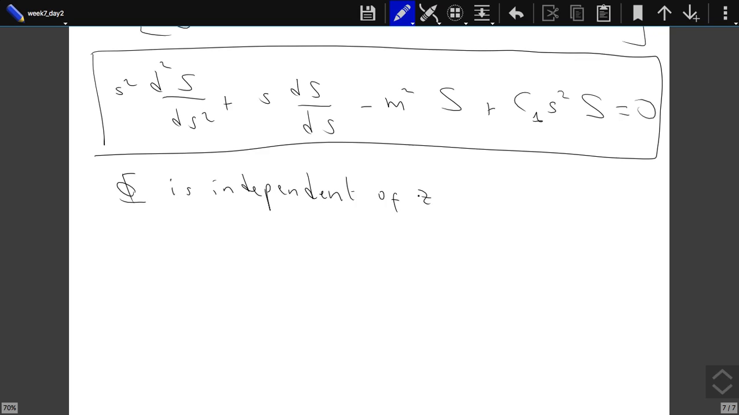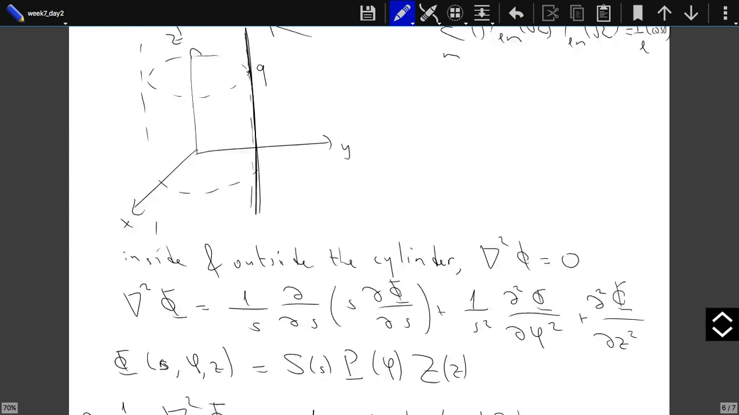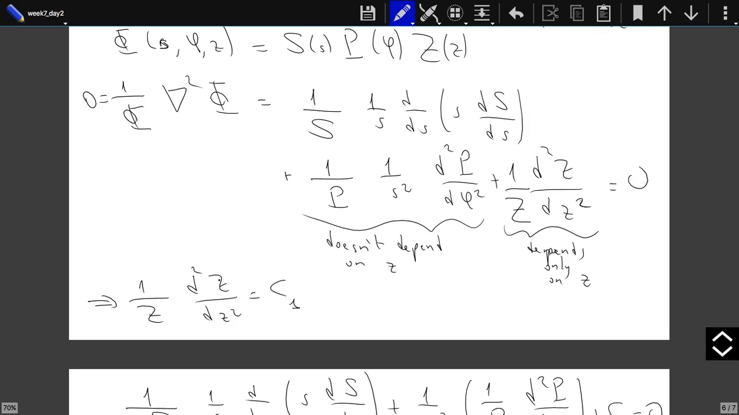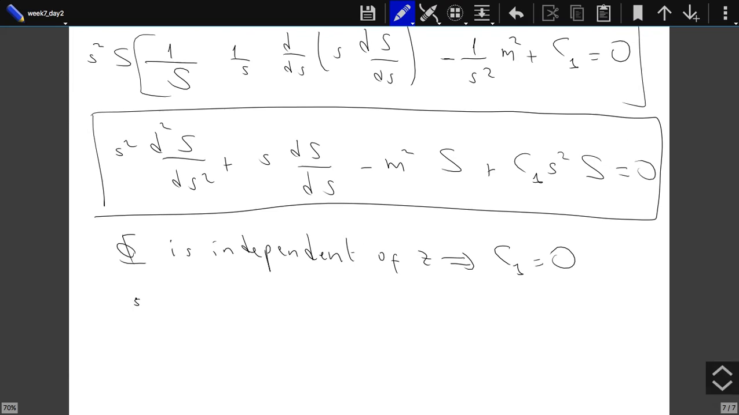But this tells me that C1 is equal to 0. You see, the only possible z dependence was from this function Z. It should be independent of z, so its derivative is 0. So C1 is 0. What remains is s squared d squared S by ds squared plus s dS by ds, the function S, minus m squared S. This is equal to 0.